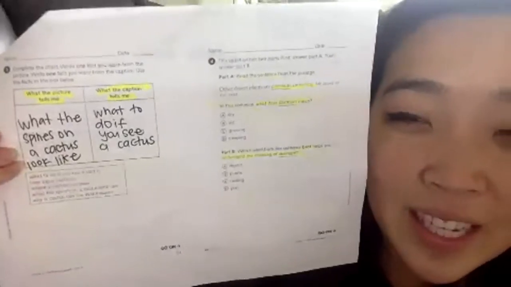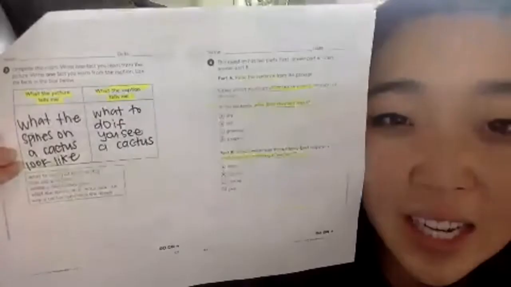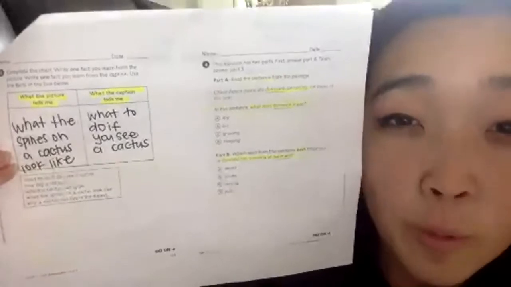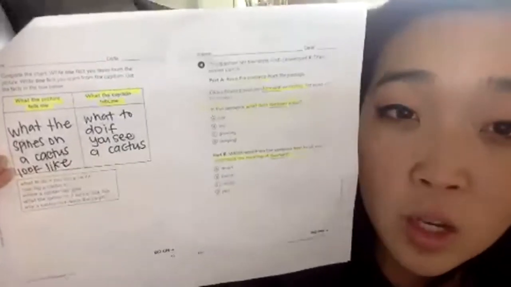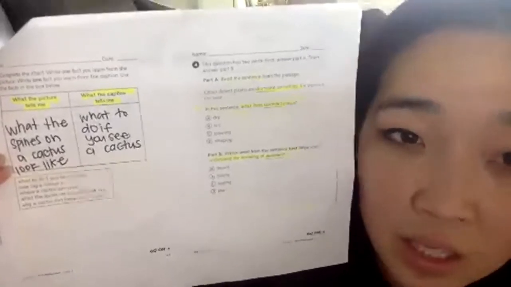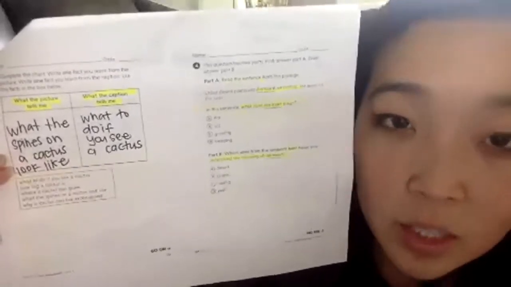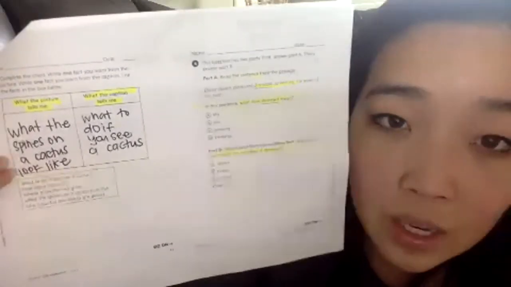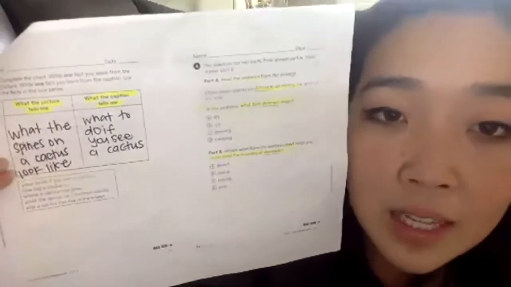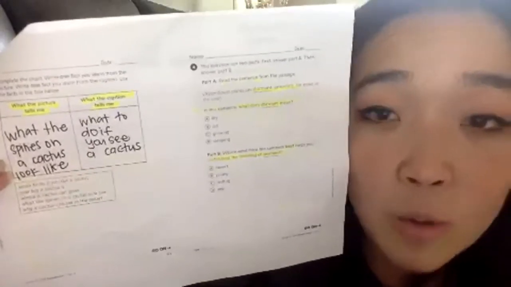Part A, read the sentence from the passage. Other desert plants are dormant or resting for most of the year. In this sentence, what does dormant mean? So we know it means resting, but there's nothing in there that says resting. So which one is a synonym for resting? What is the meaning that might be the same as resting or dormant?